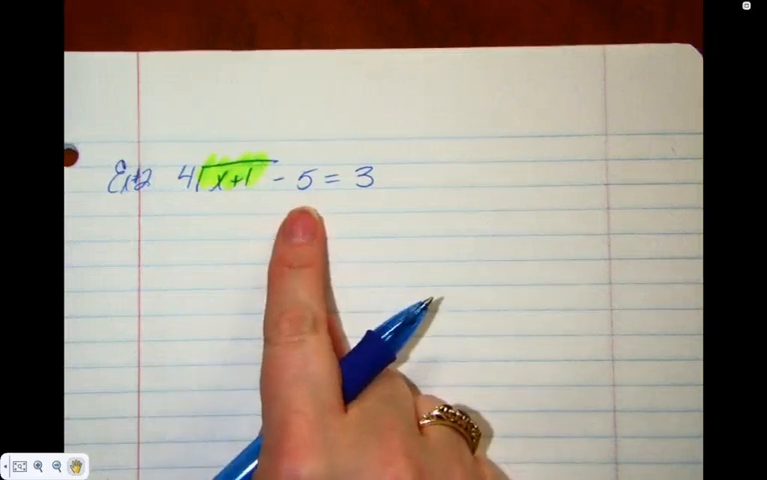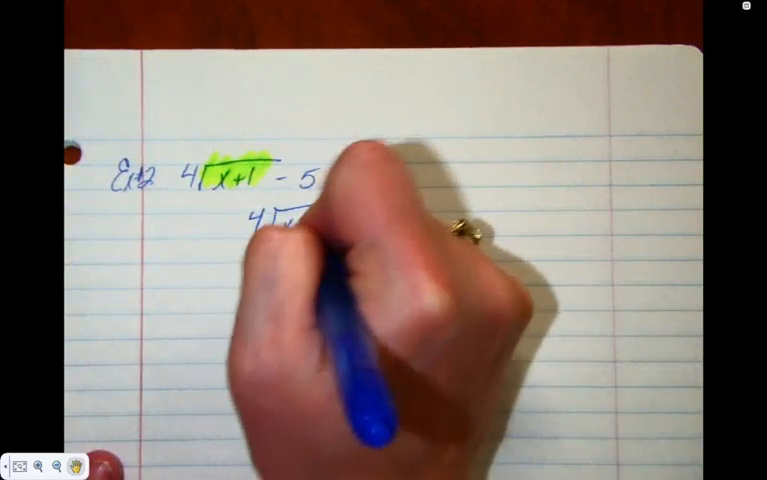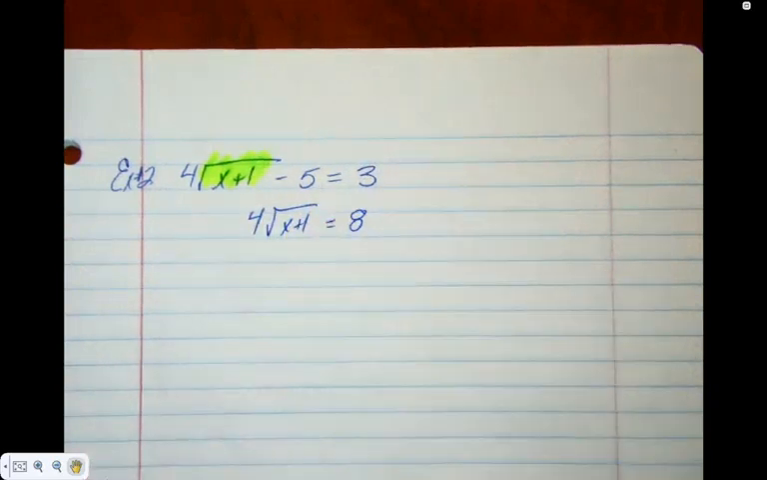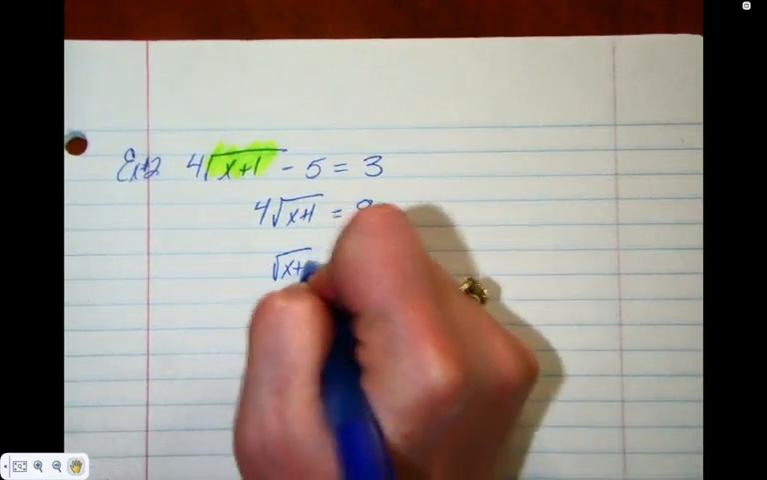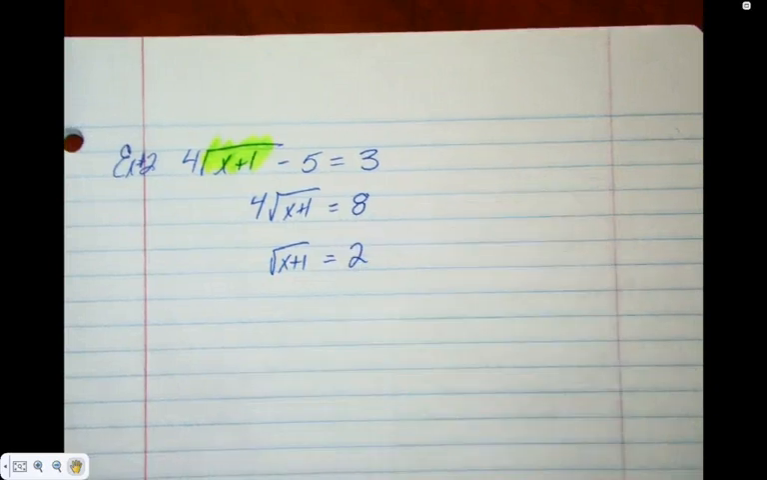What's the opposite of subtracting 5? Adding 5. So I'm going to add 5 to both sides. And that means the right-hand side turns into 8. What's the opposite of timesing something by 4? Dividing by 4. So that leaves me radical x plus 1. And the other side ends up being 2.